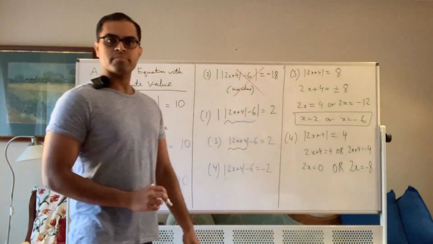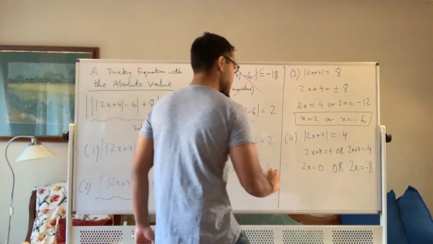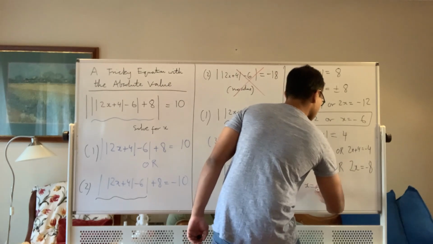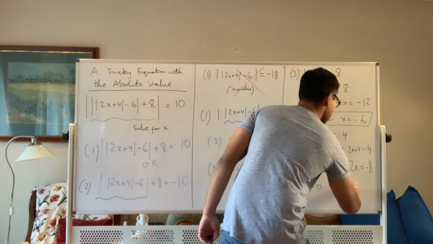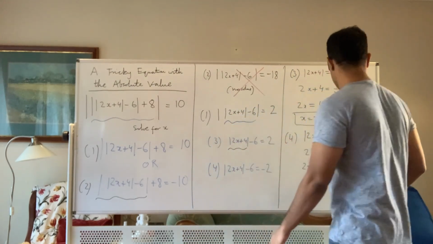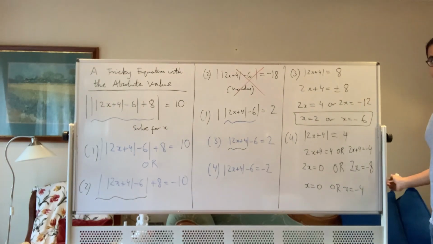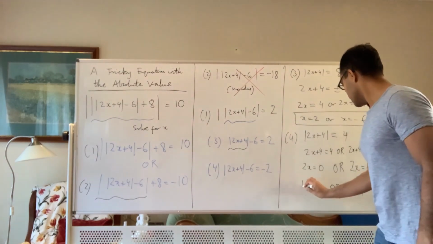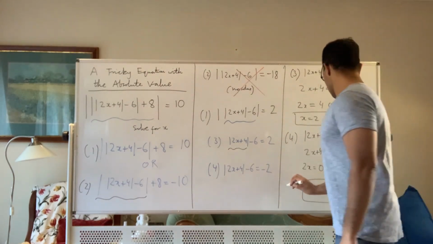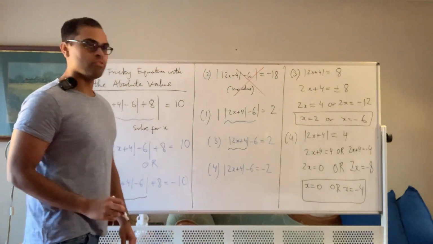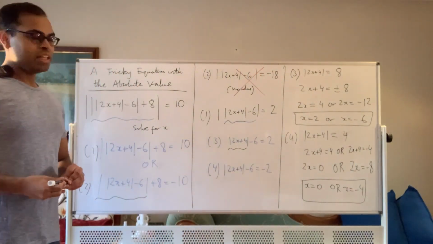Okay? So now what that means is that x is equal to 0 or x is equal to negative 4 if we divide both sides of each equation by 2. Okay, so these are going to be the solutions. X equals 0, or x equals -4.